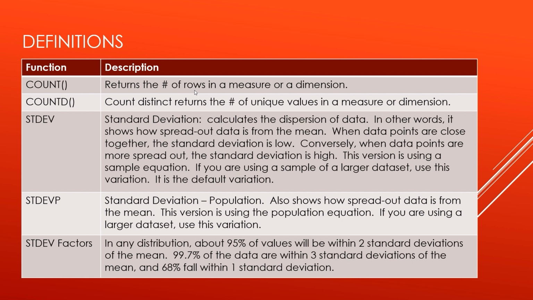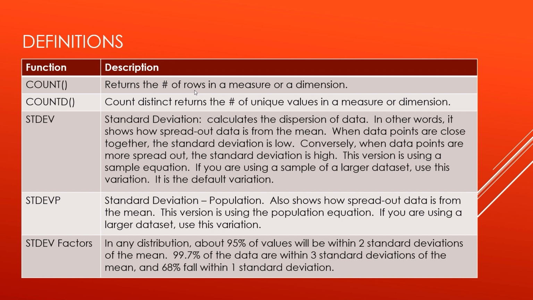This version, so the function named STDEV, is using a sample equation. If you're using a sample of a larger data set, use this variation, and it is the default variation in Tableau. If you're used to doing this in Excel, it's exactly the same. And then you have STDEVP, which is standard deviation population. This also shows how spread out data is from the mean. This version is using the population equation. If you're using a large data set, use this variation.